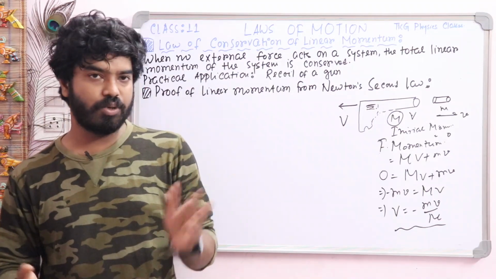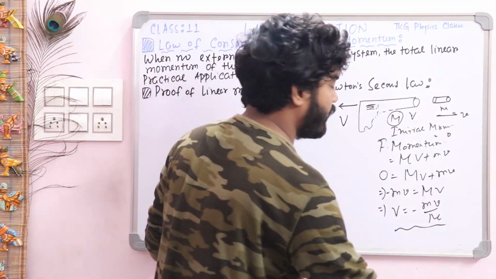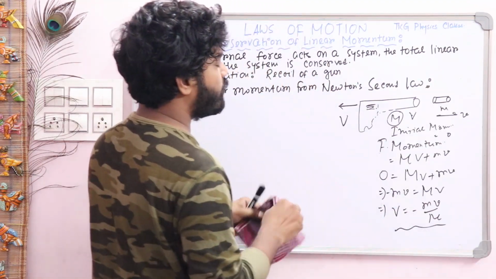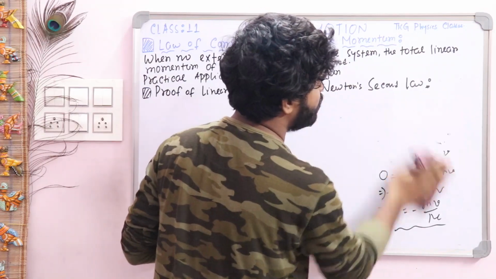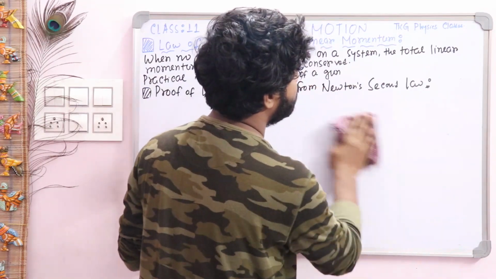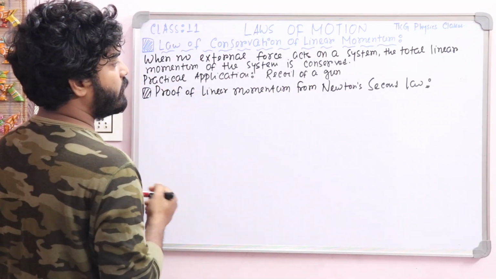Okay, so first one, you see, we will prove the law of conservation of linear momentum from the second law of motion. All of you know about the second law of motion, that is F equals m into a. The rate of change of momentum of a body is directly proportional to the force applied. Okay, so at first write it.